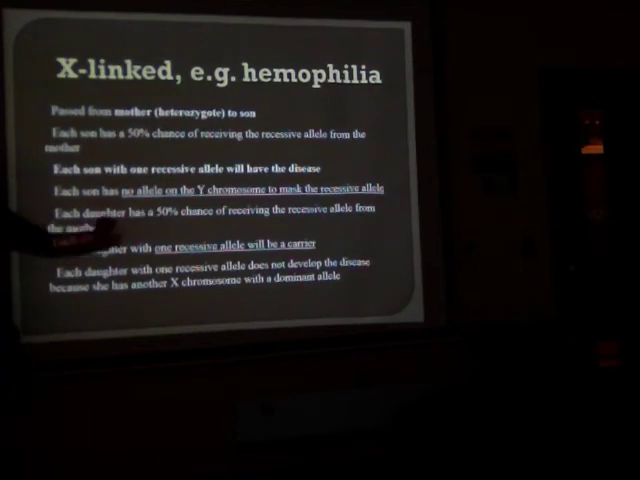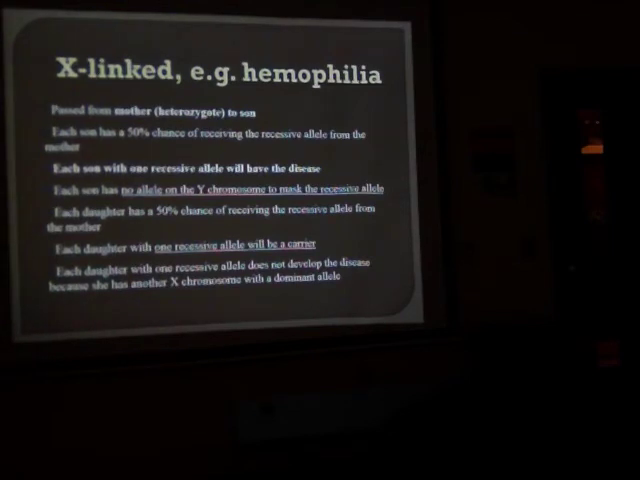Each daughter has a 50% chance from mom and a 50% chance from dad. And if she gets one copy, she's a carrier. So the same rules that we talked about for autosomal recessive are true for females. That didn't change. All right? One recessive allele does not develop the disease because these are recessive.